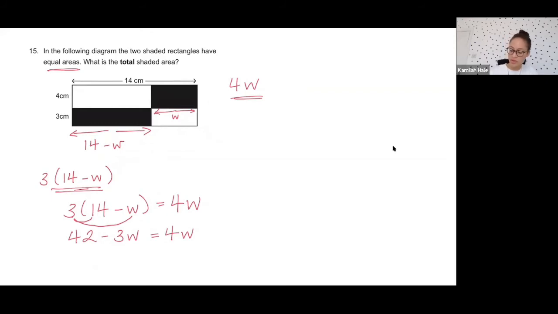So in case anyone's not sure, I'd solve by doing add 3W, add 3W. Now this is tricky, by the way, if you haven't done algebra before, so it may be difficult for that purpose. Okay, so 4W add 3W is 7W. That's got rid of this, and so I've just got 42 on that side. So 42 equals 7W. So what does that mean W is?